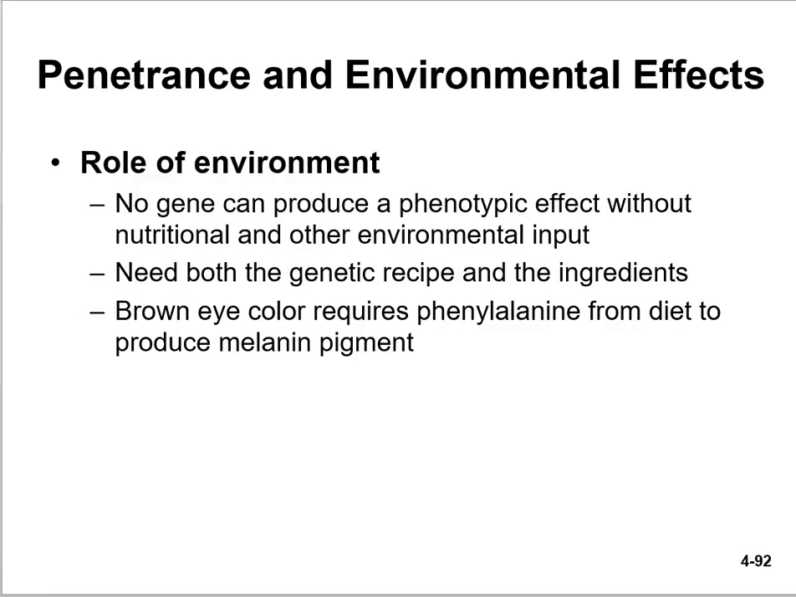The role of the environment. No gene can produce a phenotypic effect without nutritional and other environmental input. So to be human, we need both the genetic recipe and the other ingredients from our environment as well. For instance, brown eye color requires an amino acid called phenylalanine from our diet to produce melanin pigment.